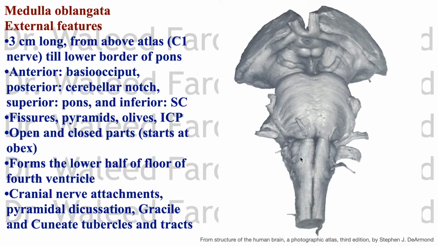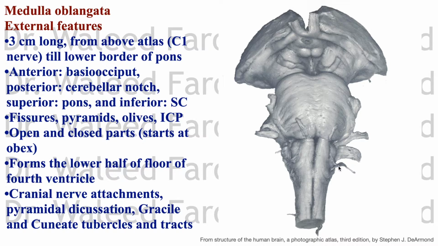Behind the anterolateral sulcus is the olive. This is the olive, and behind the olive is the posterolateral sulcus, then the inferior cerebellar peduncle. So the pyramid, the anterolateral sulcus, the olive, the posterolateral sulcus, then the inferior cerebellar peduncle. And note that between the pyramid and the olive, from the anterolateral sulcus, emerges the hypoglossal nerve.